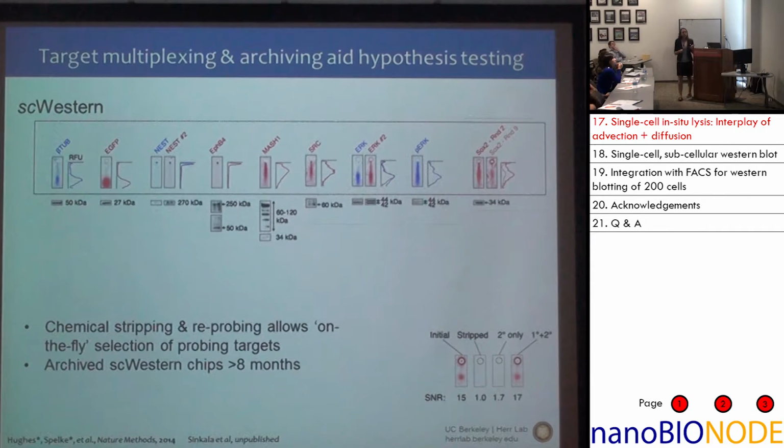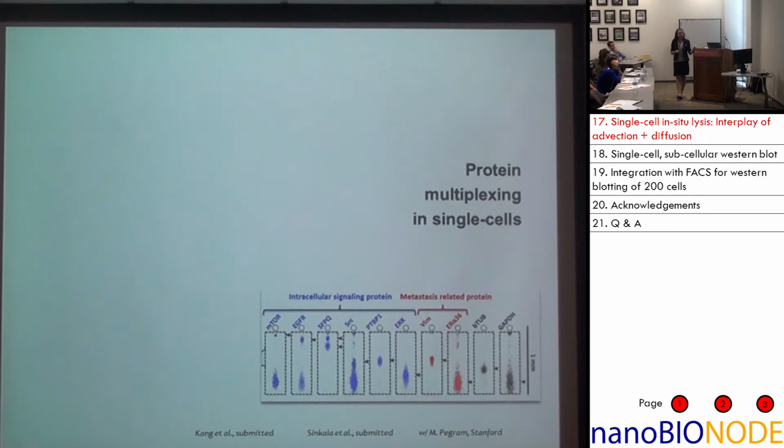In addition to that, we've been able to develop the assay to look at multiple proteins, so different antibodies against different targets in the same single cell. Here up to about 14 different targets in that same cell.